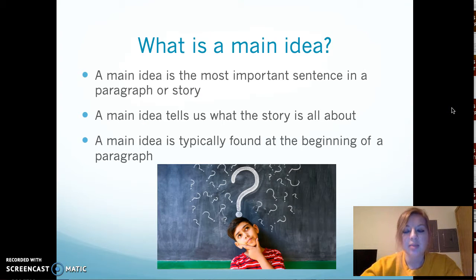A main idea is the most important sentence in a paragraph or story. A main idea tells us what the story is all about. To find a main idea, it is typically found at the beginning of a paragraph, and you can also use the pictures in the story to help you locate the main idea and find out what it is.